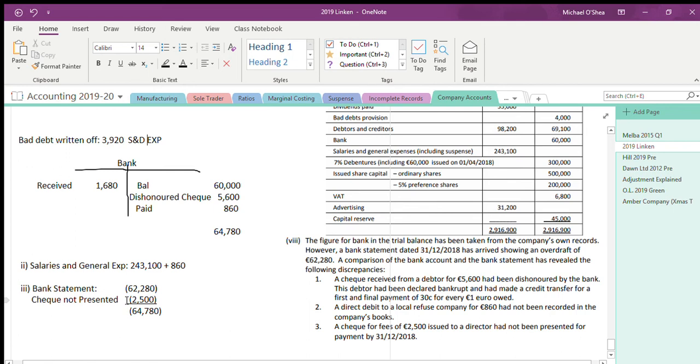I have a check that had not been presented for 2,500. If I sent a check to my director, it means I paid them. So again, that's going to be further money out of my bank. So my bank balance from my bank statement is actually 64,780 again. I don't need to do anything with this. You do the adjustment and that's it. You balance your bank. This is the figure I take forward to my balance sheet.